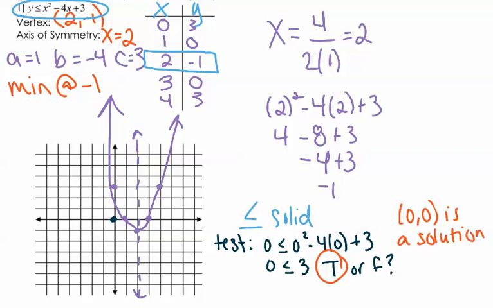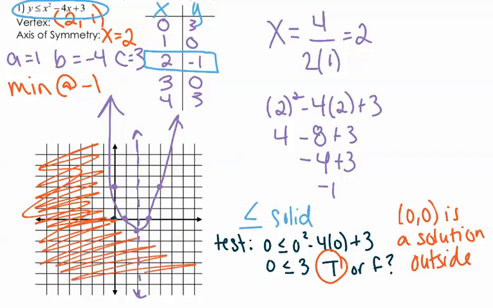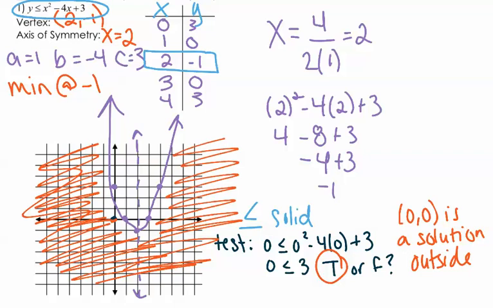That means we're going to shade where 0, 0 is. Well, if you notice, 0, 0 is outside of my parabola. I had just told you that you're either going to shade inside or outside. So since 0, 0 is outside, I'm going to shade outside of my parabola because we discovered that 0, 0 was a solution.